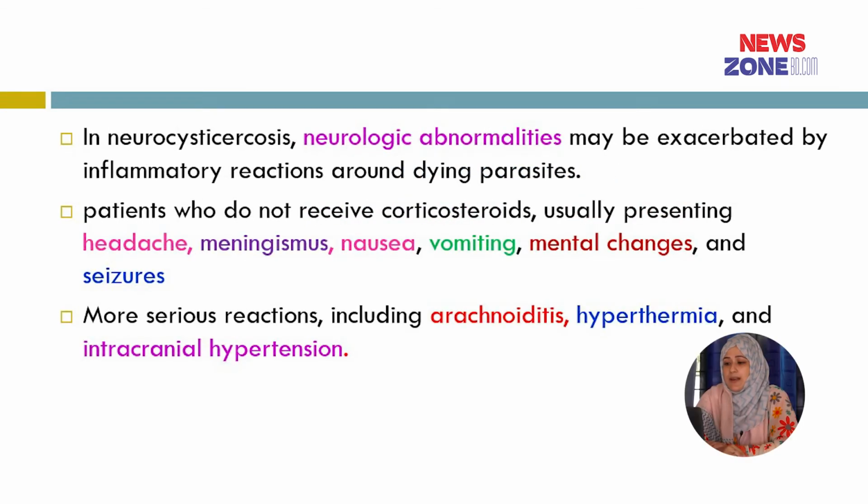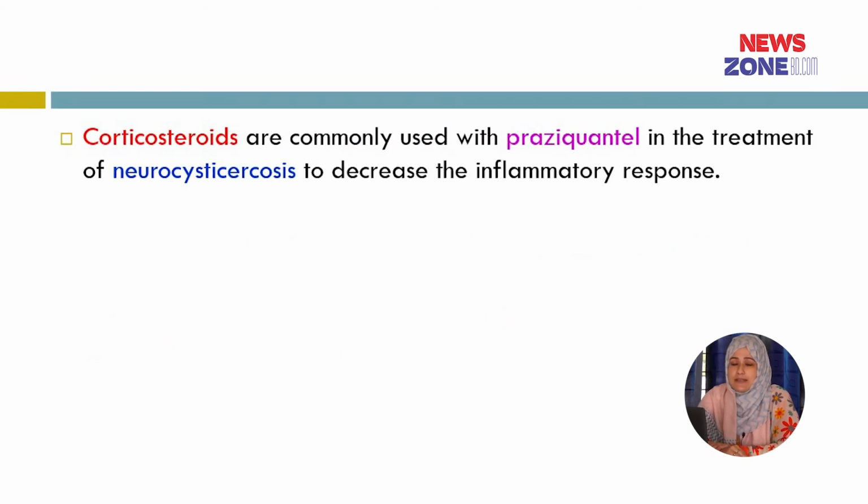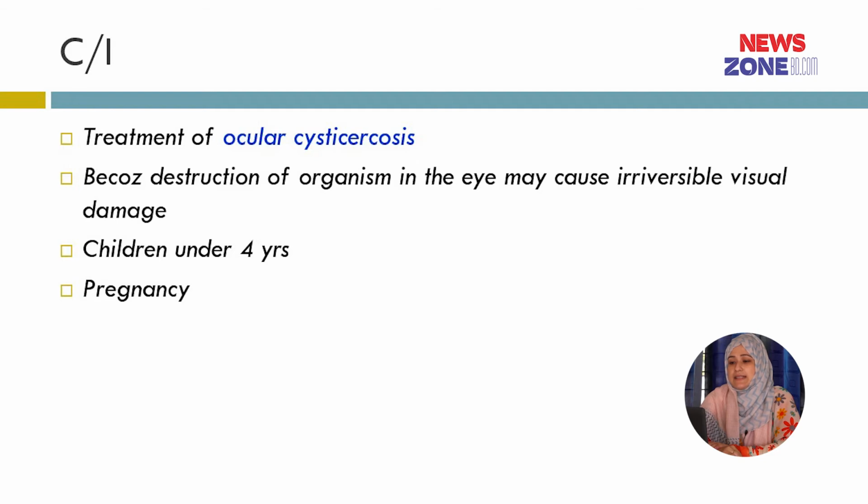So in neurocysticercosis, the neurologic abnormalities may be exacerbated by the inflammatory reaction around the dying parasites, and patients who do not receive corticosteroid usually present with headache, nausea, vomiting, mental changes, and seizures. More serious reactions include hyperthermia and intracranial hypertension. Corticosteroids are commonly used with praziquantel in the treatment of neurocysticercosis to decrease the inflammatory response. What are the contraindications? Treatment of ocular cysticercosis, because destruction of the organism in the eye may cause irreversible visual damage, and children under 4 years and pregnant women.